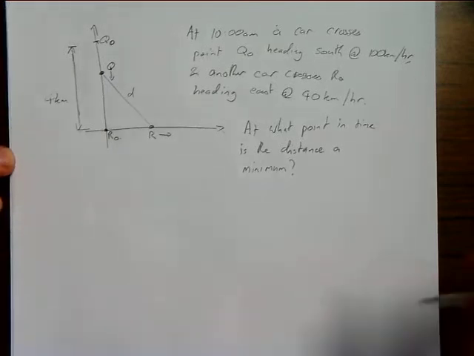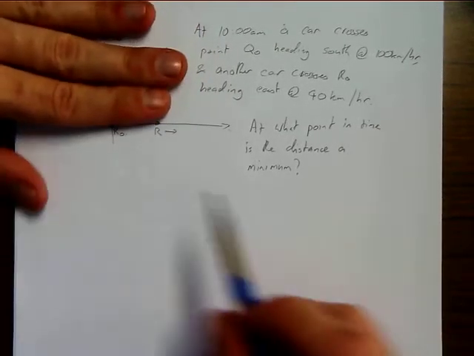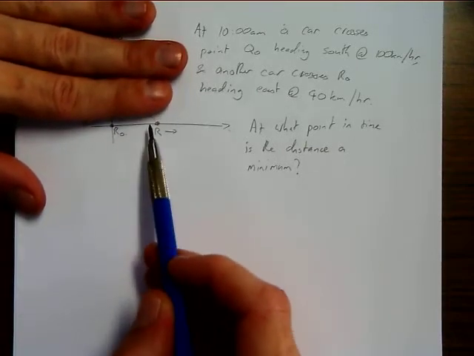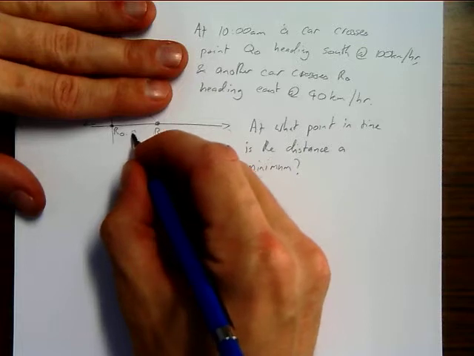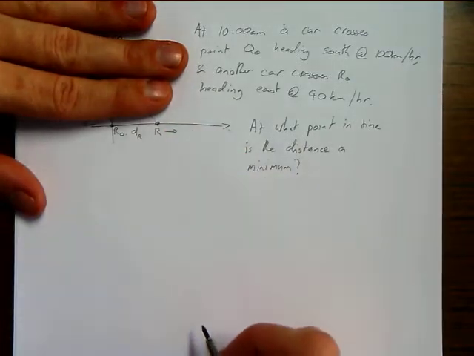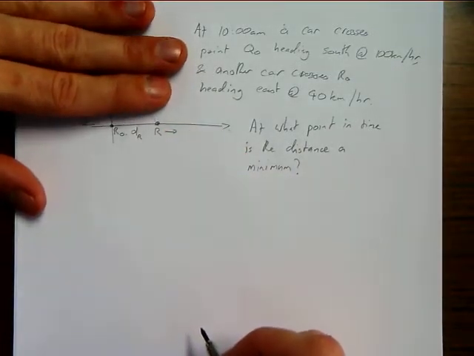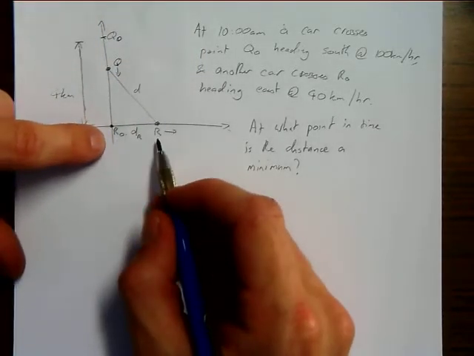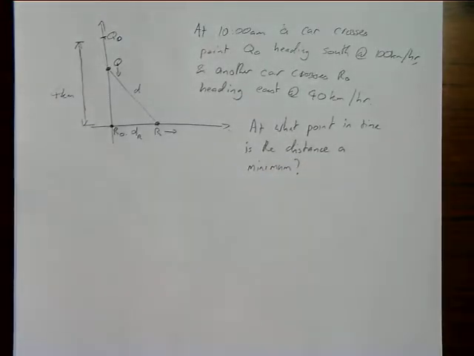We're not doing Pythagoras just yet. Let's just ignore the top part of it. We're talking about how far is R away from R0. Let's call that distance dr. So how far away is R from R0 at time t? What do we know about that car, R? Travelling at 40 kilometres an hour.